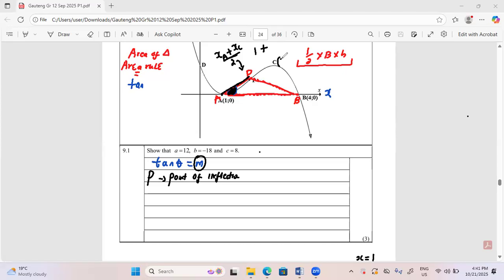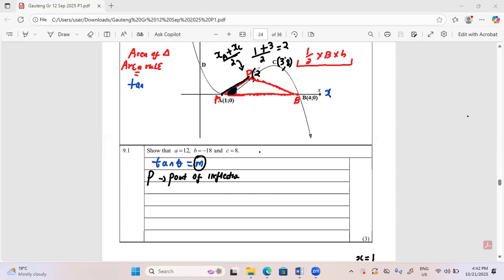Don't forget that the coordinates of C are 3 and 8. So the turning point at C is 3. 1 plus 3, all divided by 2. So the x point of inflection is 2. So we know the x value at P is 2. We have to find the y value.